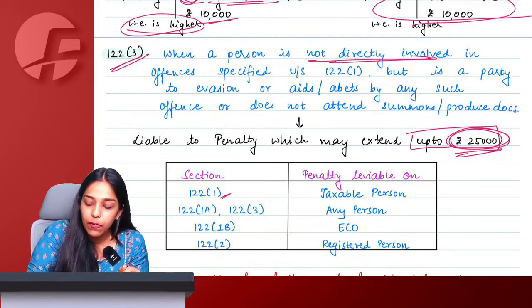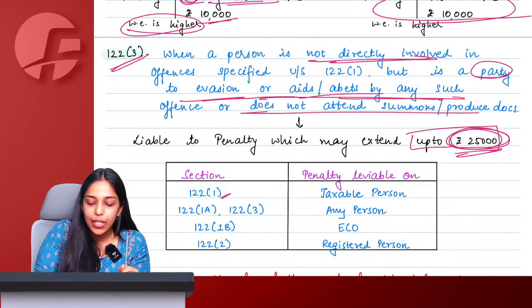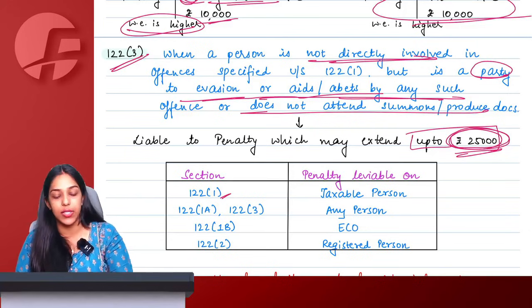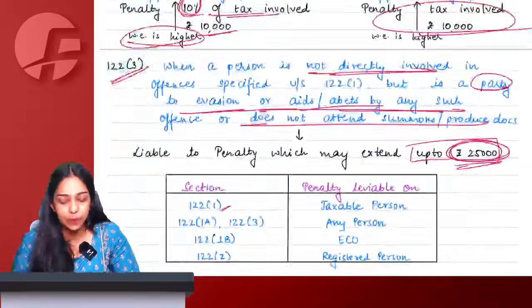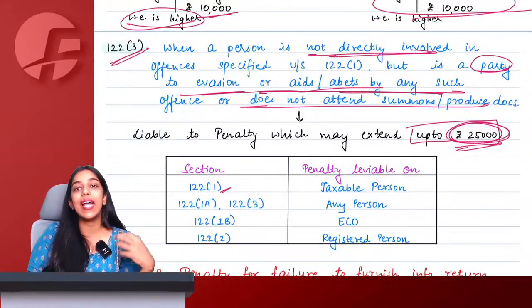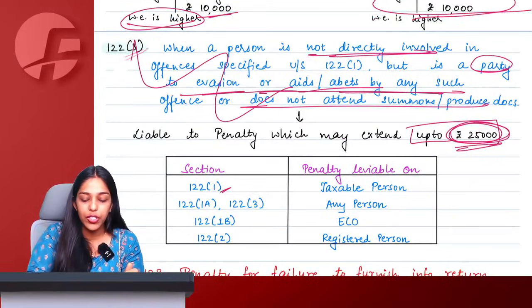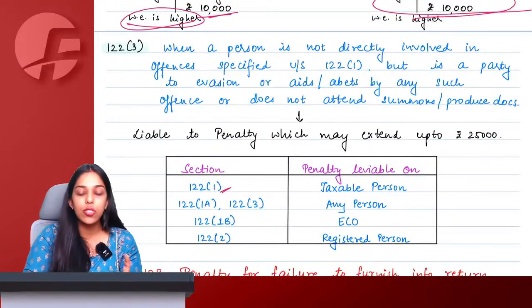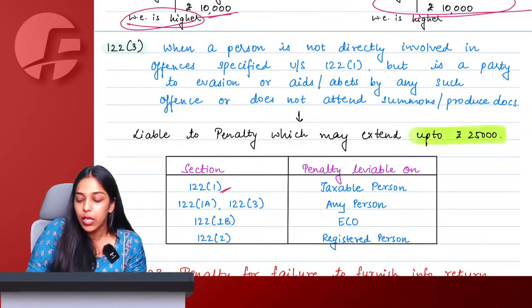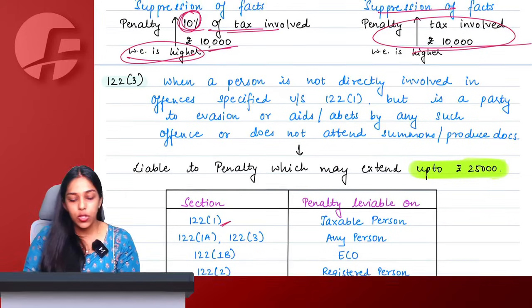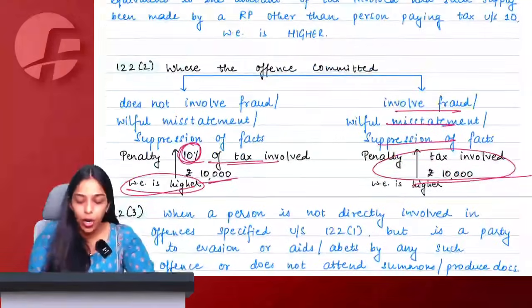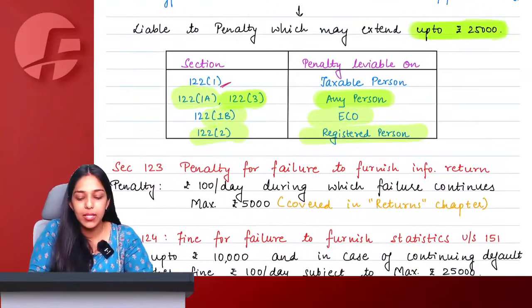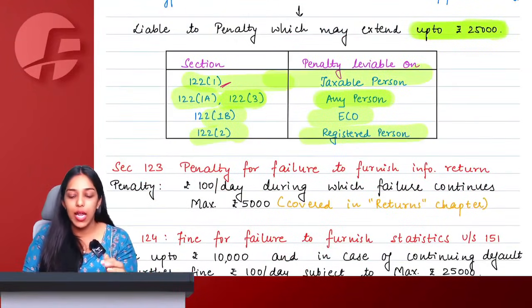So here we are saying that if you are a party to evasion, you might not be accruing the full benefits, because if you are the mastermind accruing full benefits, then we fall under 122(1)(a). If you are simply a person who is helping to do evasion, who is abetting evasion, who is a party to evasion, then you can be levied a general penalty of up to 25,000. So this 122(1)(a) and 122(3) can be levied on any person. 122(1)(b) is for e-commerce operators. 122(2) is for a registered person, whether fraud or not fraud. And this simple 122(1) was for any taxable person.